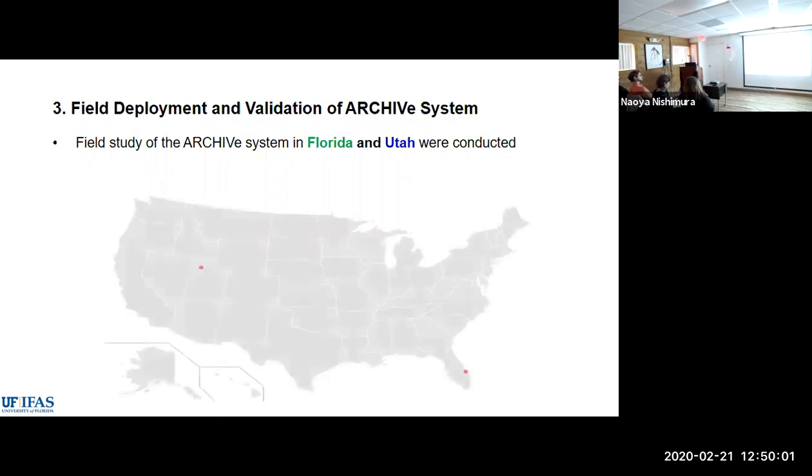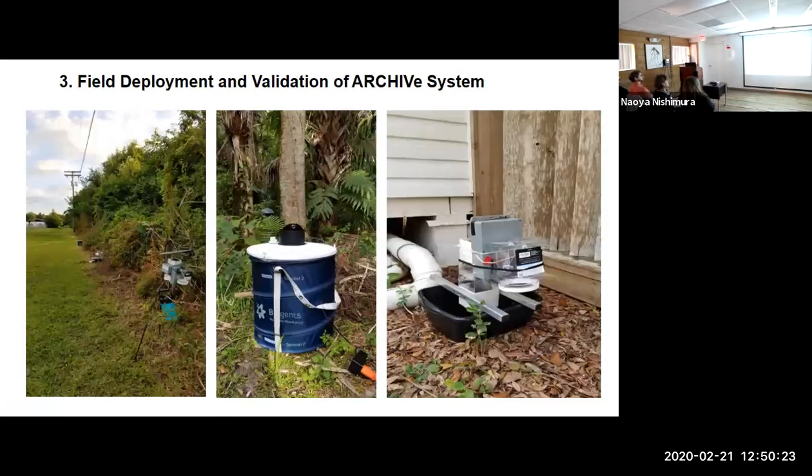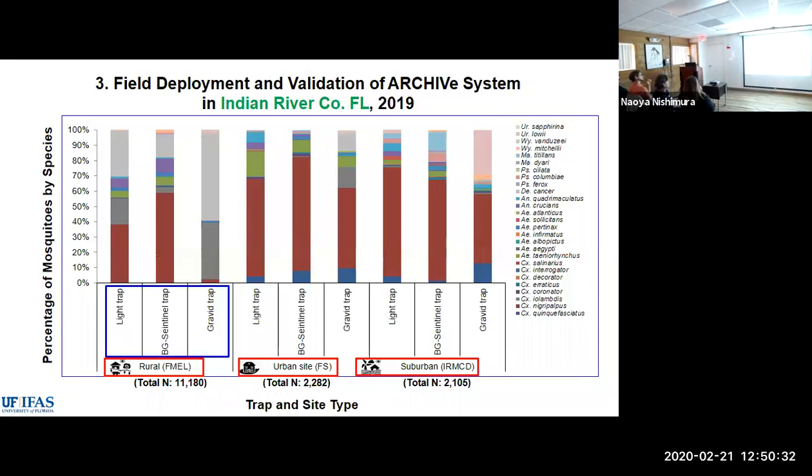And then we conducted the field deployment and validation study in Florida and Utah, to see if our system really works in the field or not. We set up traps at 3 different sites representing urban, suburban, and rural, with 3 different types of traps: light trap, BG trap, and gravity trap. We found 8 genera and 27 mosquito species in Indian River County. That is more than we expected.